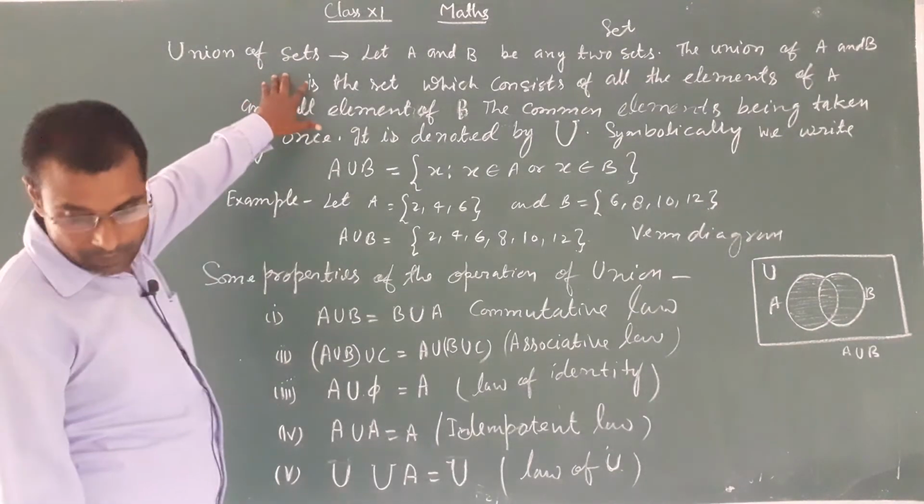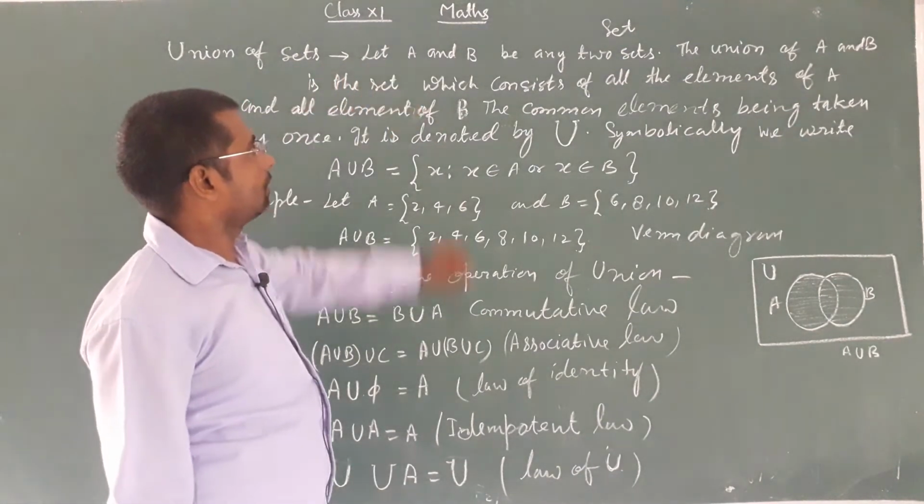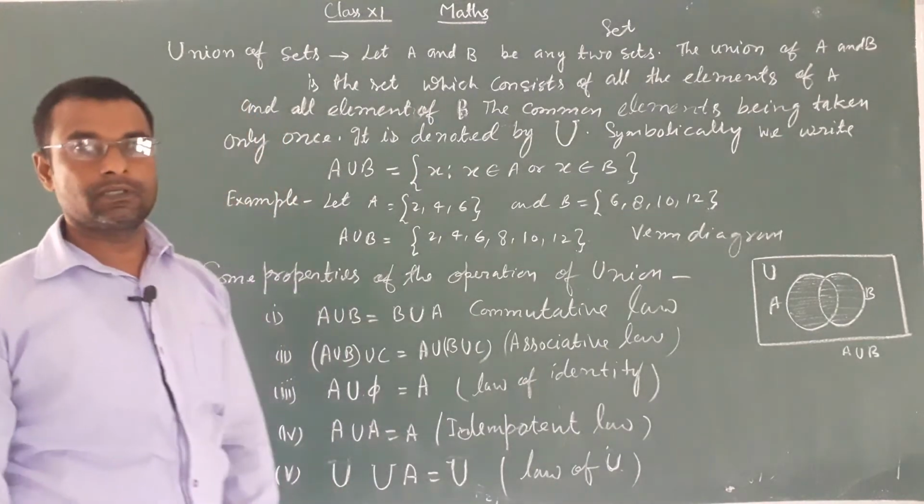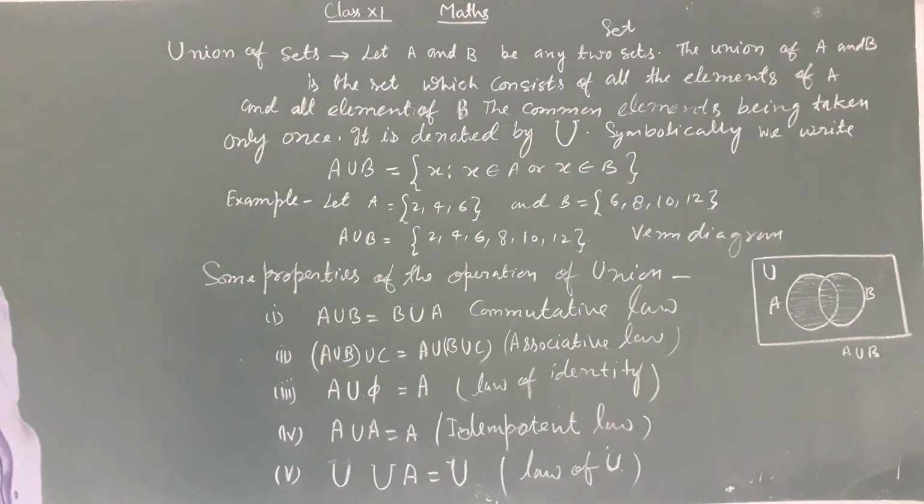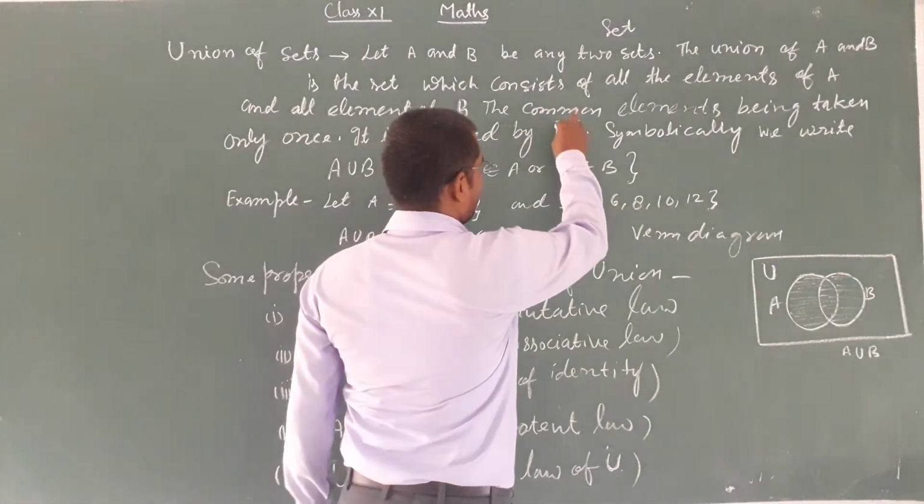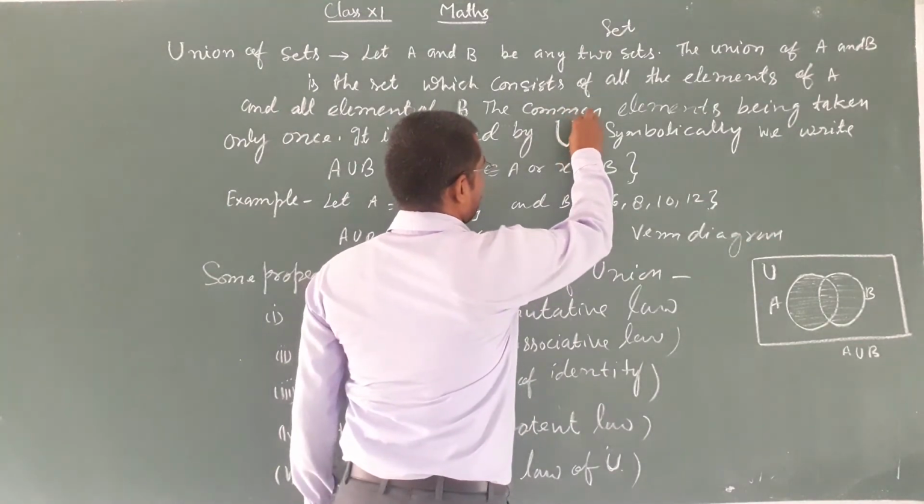Union of sets. Let A and B be any two sets. The union of A and B is the set which consists of all elements of A and all elements of B, the common elements being taken only once. It is denoted by the symbol U.